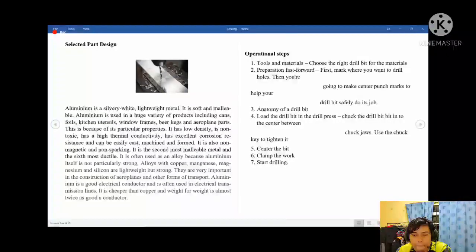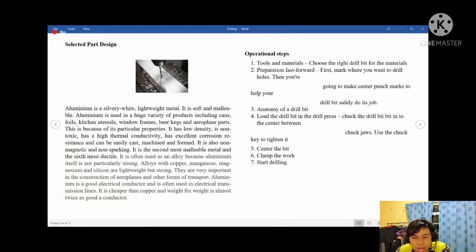So the material that I picked for this part is aluminium. Aluminium is a silvery white lightweight metal. It is soft and malleable. Aluminium is used in a huge variety of products, including cans, foil, kitchen utensils, window frames, beer cans, and aeroplane parts. This is because of its particular properties. It has low density, is non-toxic, and has a high thermal conductivity. It has excellent corrosion resistance and can be easily cast, machined, and formed.